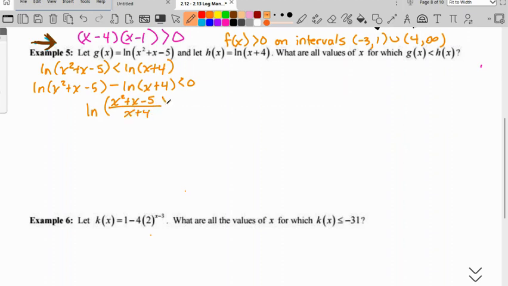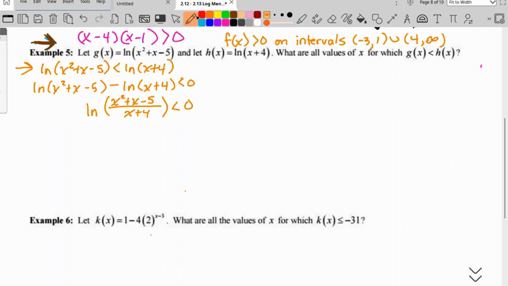My request from you is always to show the first step with no changes. Just write what the problem actually asked. And then as many or few steps as you want to show to simplify is fine. Now this looks very much like the problem that we had just a minute ago.